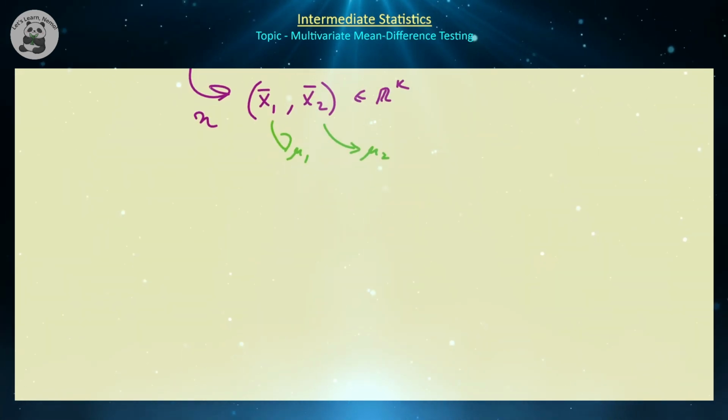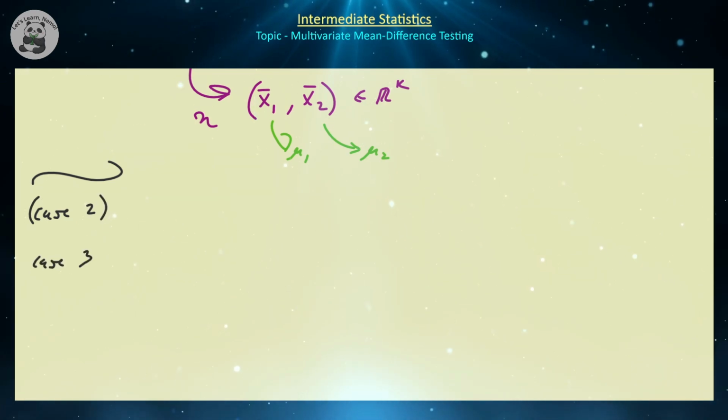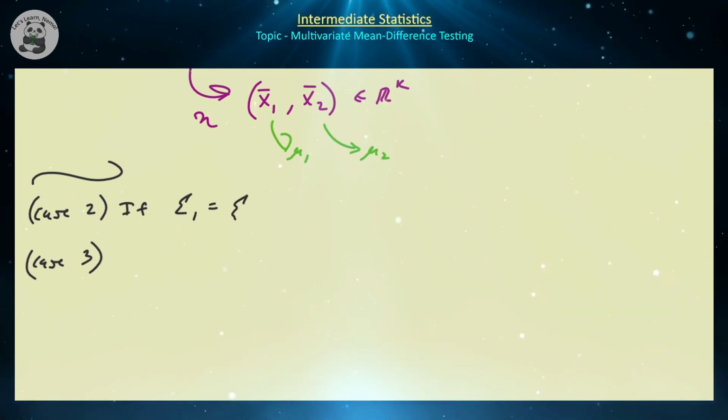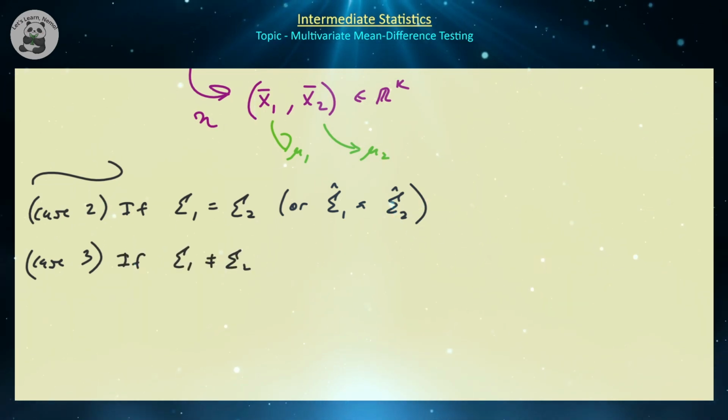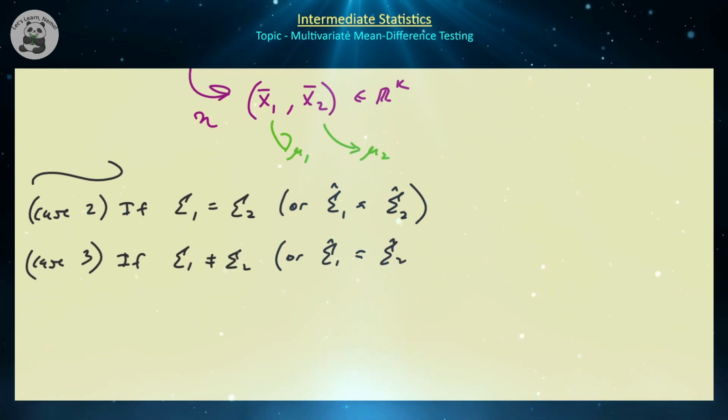So let's break down these cases, case 2 and case 3. Case 2 is going to be the case where we have evidence to believe that sigma 1 is equal to sigma 2, or we see, at least from the statistical sense, that the covariance matrix 1 and the covariance matrix 2 are approximately equal to each other. And if we know that sigma 1 and sigma 2 are not equal to each other, or we have statistical evidence to believe that sigma hat 1 and sigma hat 2 are super far from each other, in order to provide evidence that the true covariance matrices are not equal to each other, that's going to break up these cases.